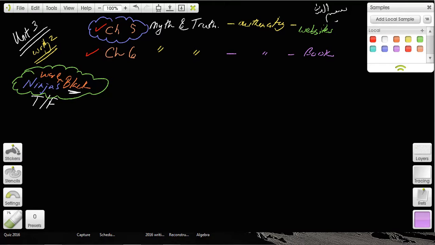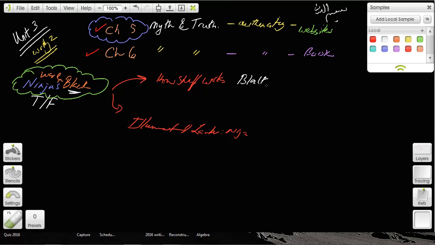So the author is curious. Did they wear black or did they not wear black? How do you determine if that ever happened or not? So he gives an example of two sources. One source was How Stuff Works, and the other source was another website, the Illuminated Lantern, Ninja. Lantern is like a qandil, a light, and illuminated means brightened. So this one says they wore black, and this one says they did not wear black.